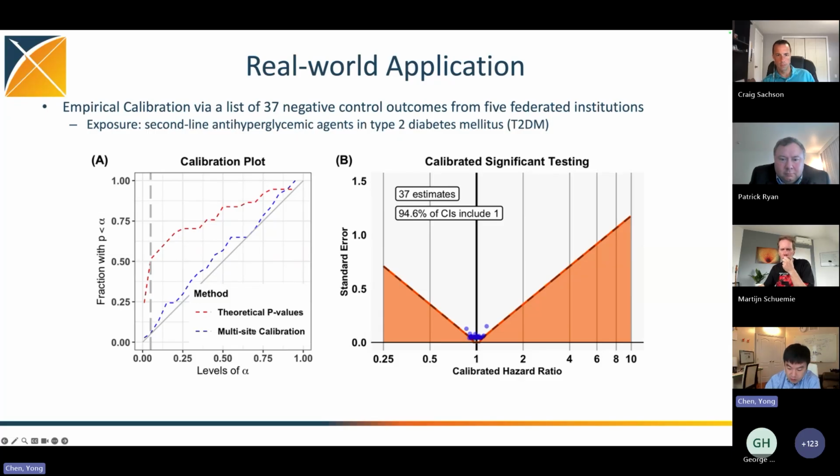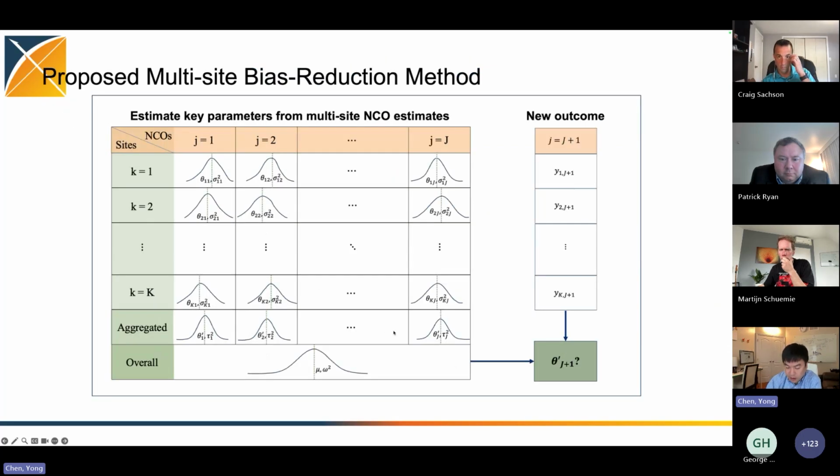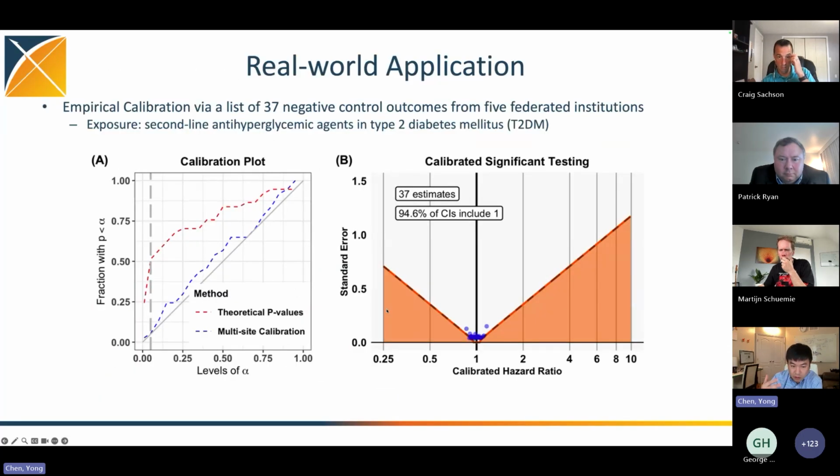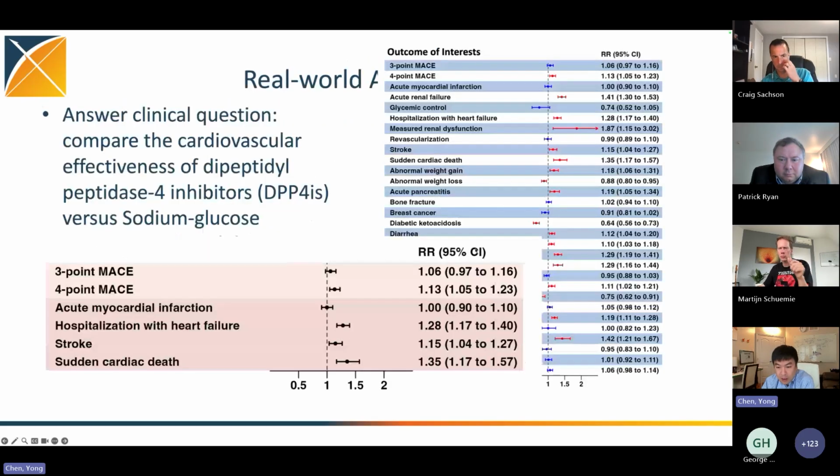If we do this multi-site calibration as we talked about here, it turns out that it can draw strength from the multi-site modeling and collaboration. The results are very close to the theoretical line, which is this 45-degree gray line. In this concrete setting, the coverage of the confidence interval including 1 is about 94.6%. Okay, now back to this study.